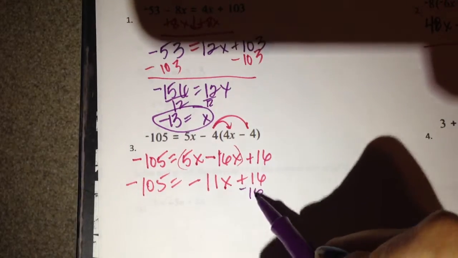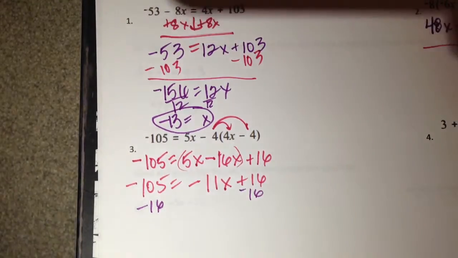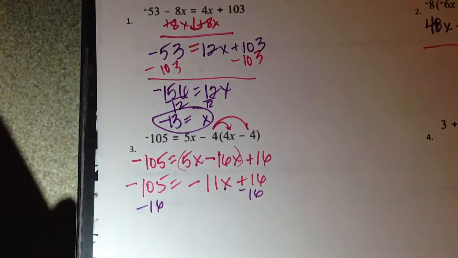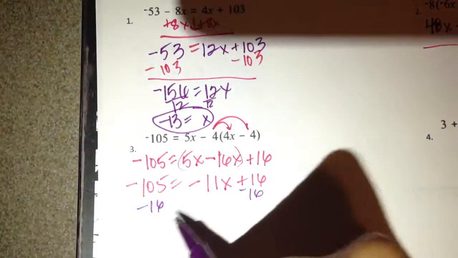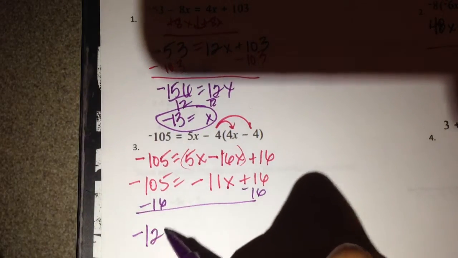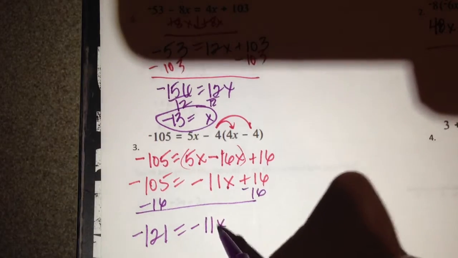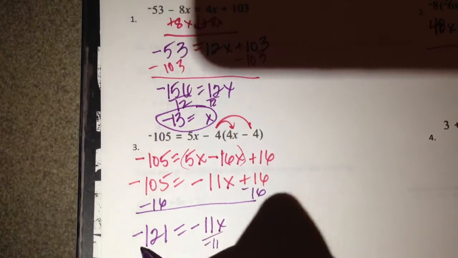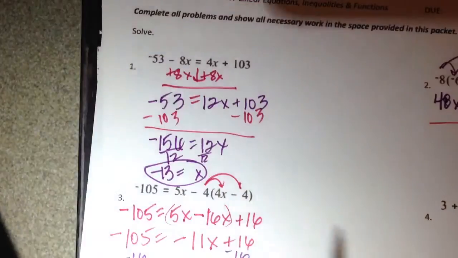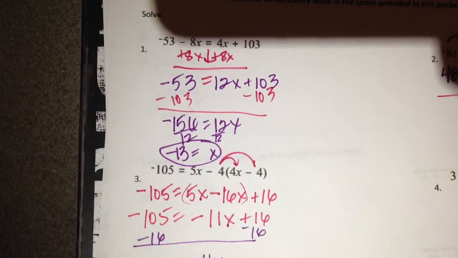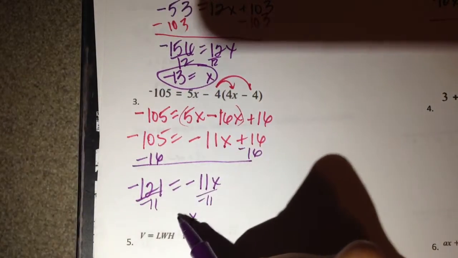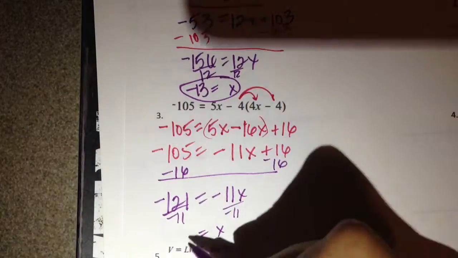Now I start undoing. Negative 105 minus 16 is going to leave me with negative 121 equals negative 11x. When I divide both sides by negative 11, I'm going to find out that x is positive 11.